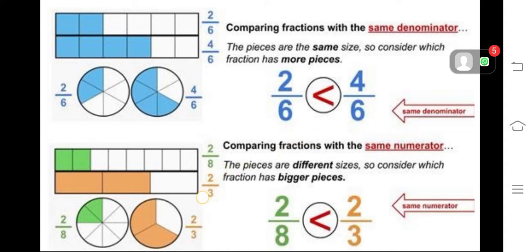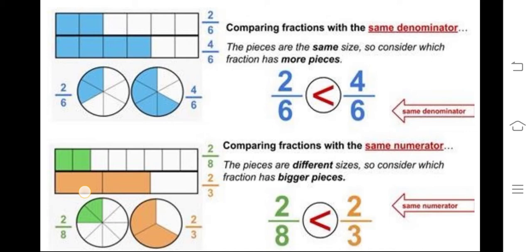Now come to comparing the fractions with same numerator. Denominators are different here, but numerator is same. Here you see 1, 2, 3, 4, 5, 6, 7, 8. Denominator is 8. Here 1, 2, 3. Denominator is 3. But the numerator is same. Both are 2. 1, 2 is colored here. Here also 1, 2 is colored. Both the numerators are same.